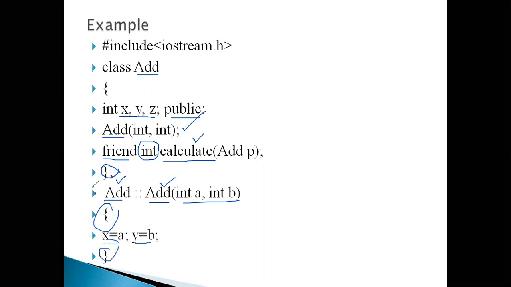Here I am not using any return type when I am defining the member function outside of the class. Why? Because here this add is nothing but a constructor. Whenever the class name and function name are the same, we call that a constructor. Constructors do not have any return types. That's why here I am not specifying the return type. We'll discuss the constructor in detail after this one. Now go to the next one.